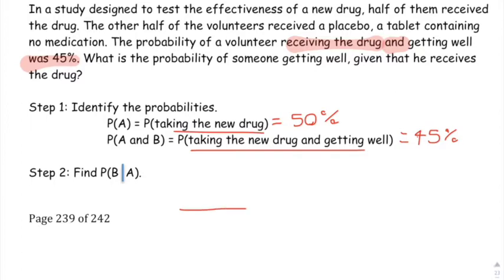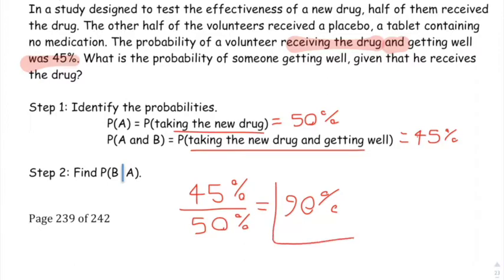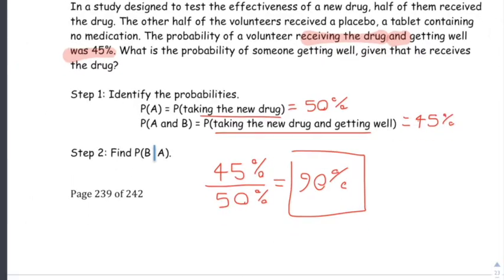So now what we're going to do is look at that 50% of people that took the drug. 45% of the total people got better. So when you compare those two, that means if they took the drug, 90% of the time they got better. That's what that means in everyday terms. So we're looking at just that 50% that took the drug. 45% of the total got well in that situation.